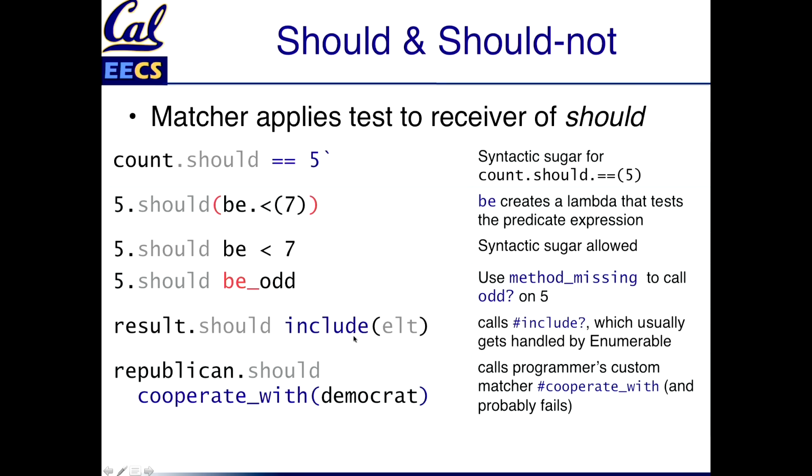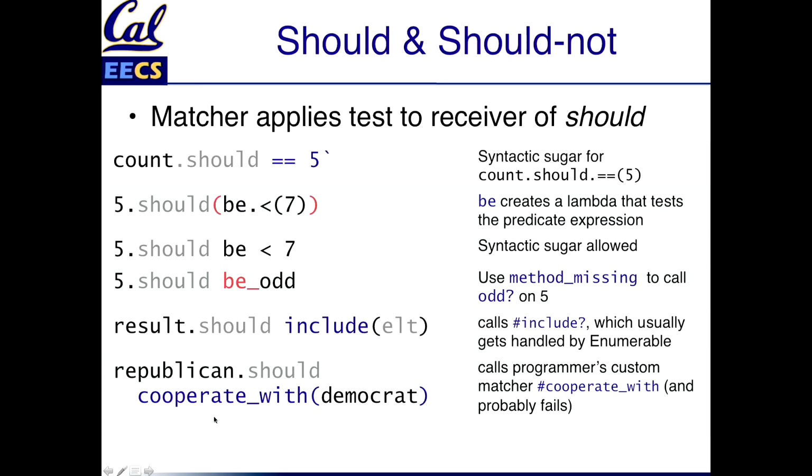Now, who handles the call to include? Well, as we saw, include is one of the many methods given to you in the Enumerable module. So a reasonable assumption is that the programmer expects that result is something that mixes in Enumerable or else defines include on itself, right? But again, it's going to call include question mark on whatever the receiver is.